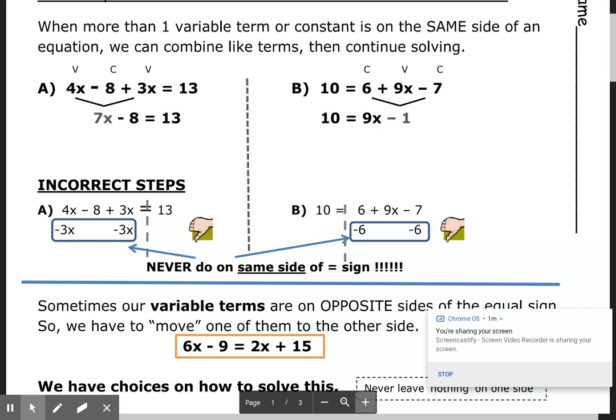Let's go ahead and take a look at one on letter B, where everything that needs combined is on the right side of the equal sign. So we have 10 equals 6 plus 9x minus 7. So the correct way is to combine the constants. I have a C above those. So there's 2 of them.